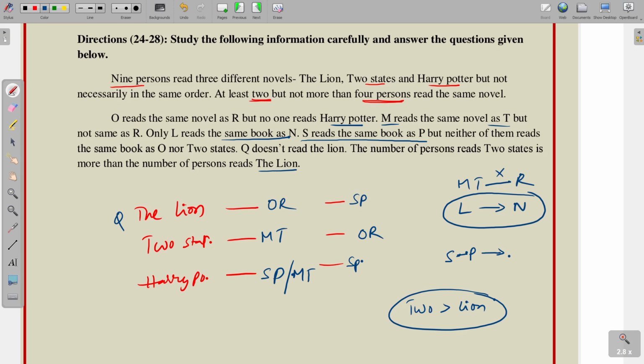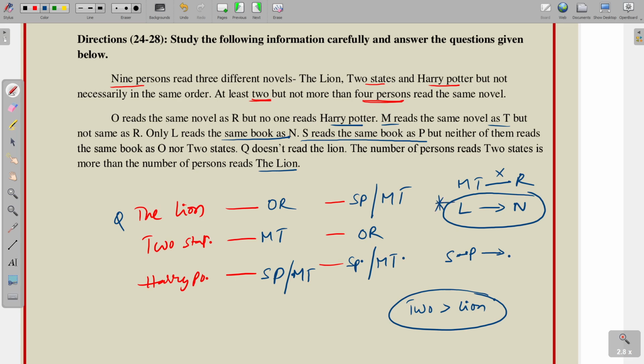So see again, O read same novel as R, but no one read Harry Potter. So O and R and also O and R. Next, M read same novel as T but not same as R. So maybe M and T here or M and T here. And next point, only L with N. So L and N. So this point is important.